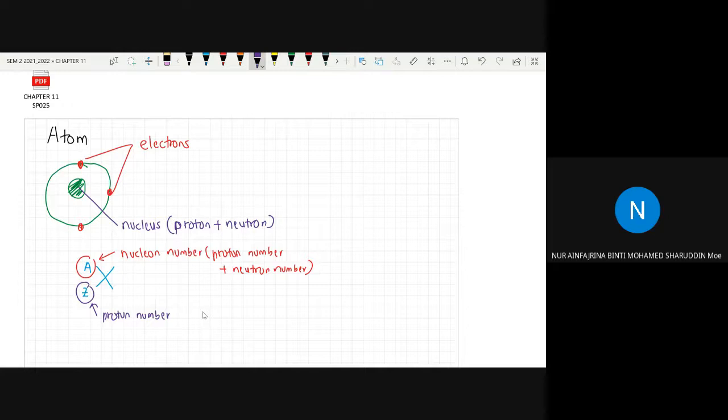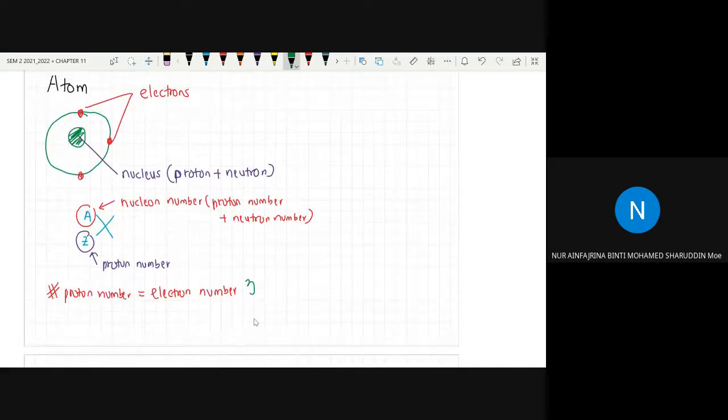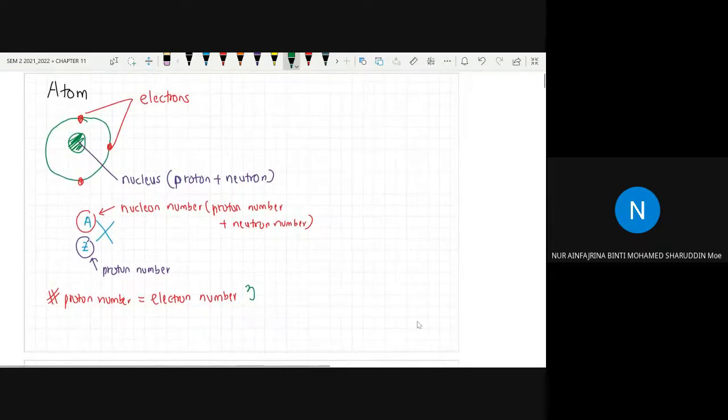We will use this in physics. For a neutral atom, have you heard of a neutral atom? In chemistry, there are also atoms that are not neutral. For a neutral atom, it is very important that you know that the proton number is the same as the electron number. This is for a neutral atom only. So far so good?